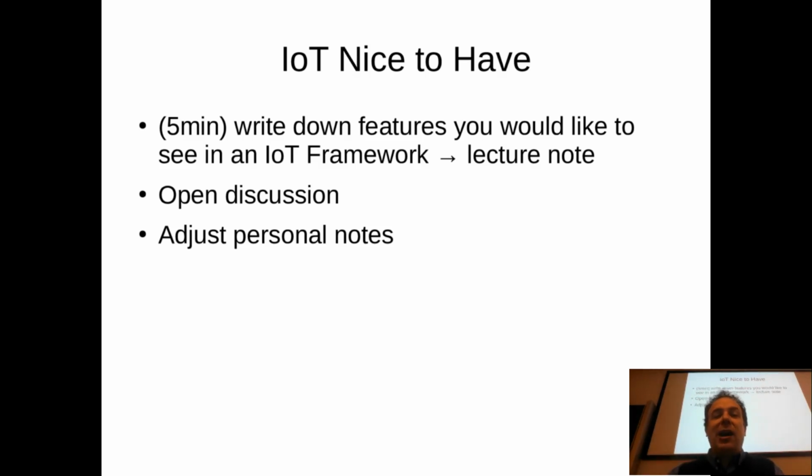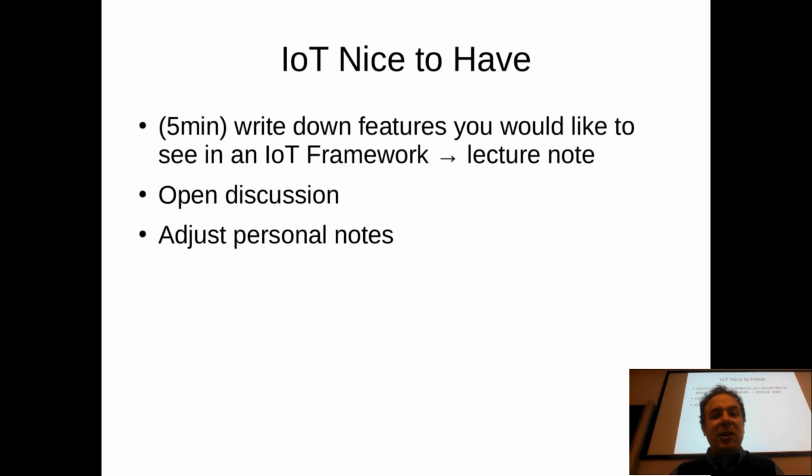I want you to now actually write down features you would like to see in an IoT framework. You have looked at different frameworks and have seen some features which might be desirable. I want you to compile a small list of things you personally would like. It's very important that you keep this list, because we will later compare your personal list with the list we will actually generate in class.